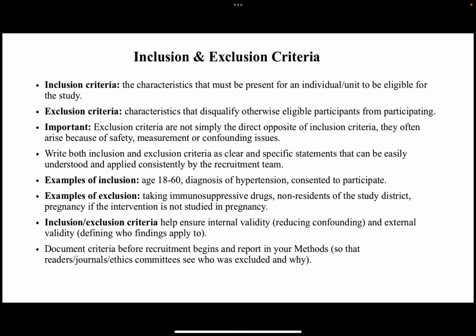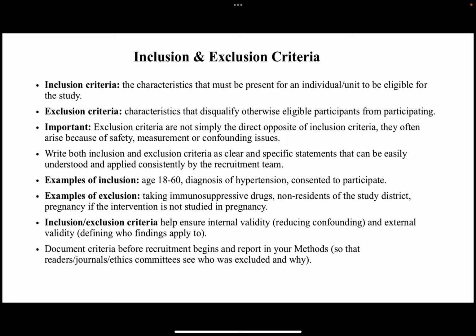Good. So inclusion and exclusion criteria help to ensure internal validity, reducing confounding, and external validity by defining who findings can be applied to. Okay, good. Because external validity is about generalizability. Inclusion criteria can give us an idea which specific category of people we can apply the findings to. Okay, good. So inclusion and exclusion criteria can help ensure internal validity and external validity.